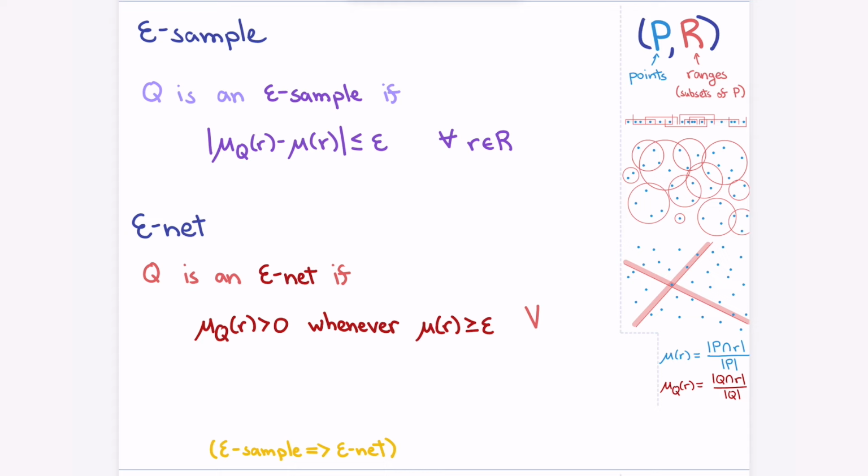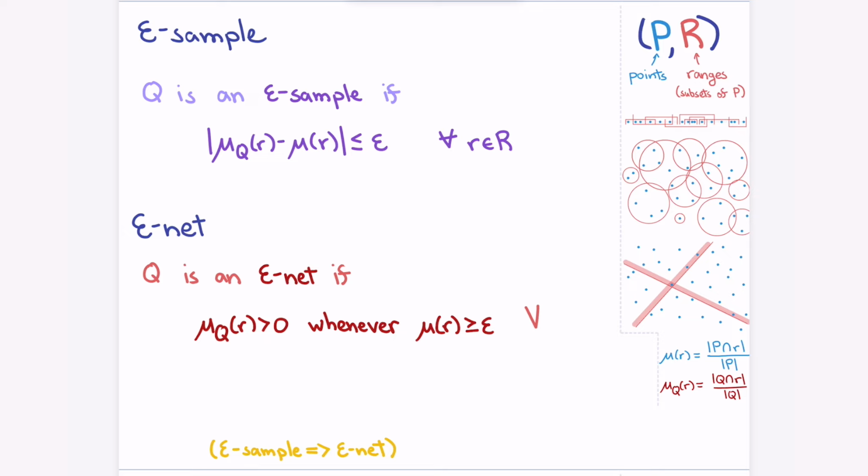I think that's the next slide. So is this even possible? In other words, can you think of a range space, some family of subsets, where it would be very hard to make an epsilon sample or an epsilon net for a fixed set of points? A non-trivial epsilon net or epsilon sample.